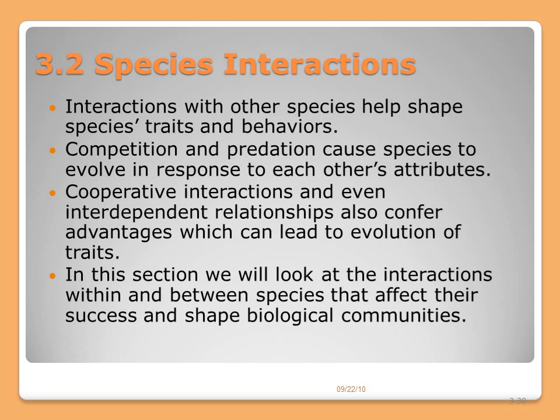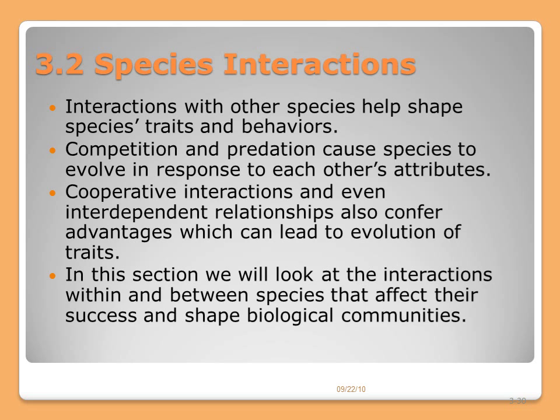Next here, section 3.2, we have species interactions, and interactions with other species help shape the species' traits and behaviors. So if an organism didn't interact with anything else, it probably wouldn't need to change because there would be no reason to change. So for example, when we talked about our rabbit and our fox from the lab, if there was no fox and the rabbit could just reproduce indefinitely and didn't have to ever hide or run away from anything, there'd really be no reason for it to change. No color would be better than the other.